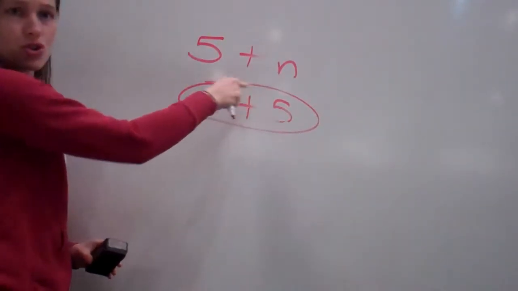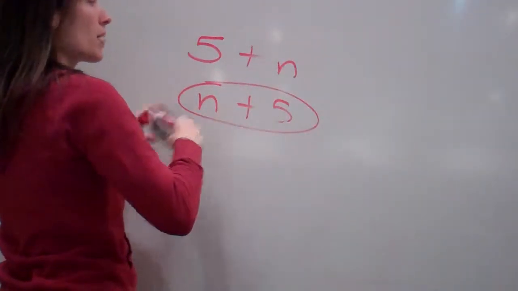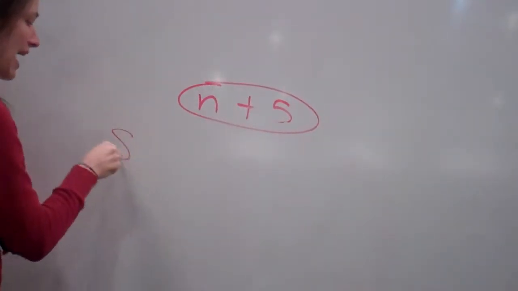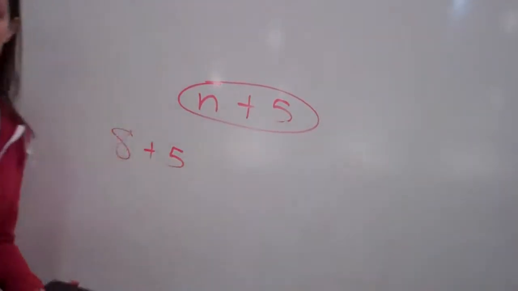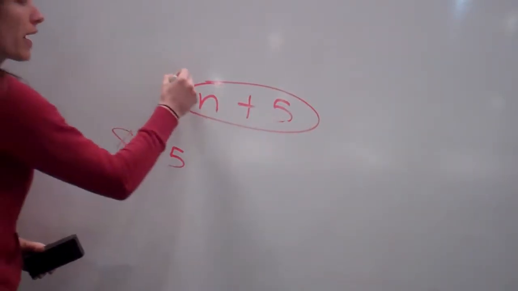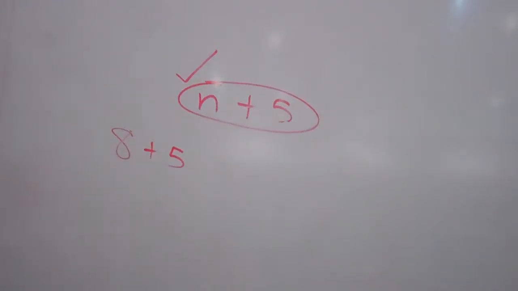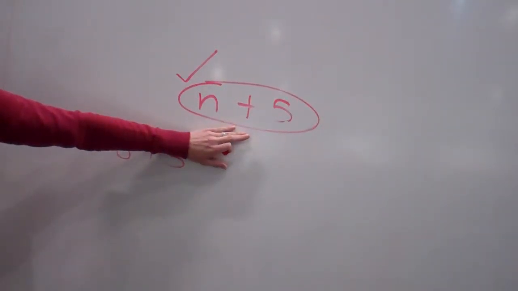This one is the reversal. It may sound like you should say 5 more than a number, but if I have 8 and I need 5 more than that, you would say plus 5, right? So pretend like you have numbers in there. The correct way to write 5 more than a number is this way. Does everybody see how that makes sense?